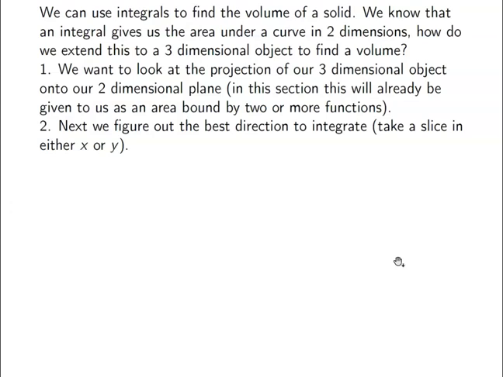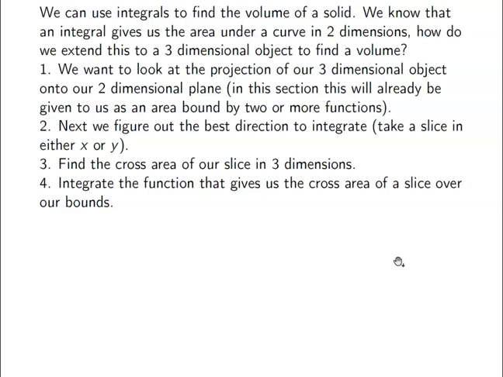Okay, so again, we want to take a slice in either x or y, depending on which seems to be easier. And then we're going to find the cross area of the slice that we took in three dimensions. So we're going to take our two-dimensional object, figure out which direction to integrate, x or y, and then think about what that would look like in three dimensions. And it should be a cross area, and then we'll take that cross area and integrate it across our bounds to give our three-dimensional object. Okay, there we go. And that's my fourth step: to integrate that function that gives us the cross area across our bounds, right?